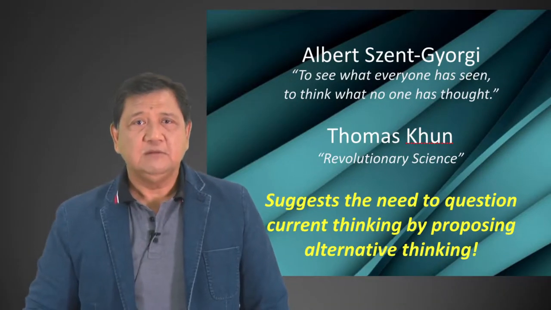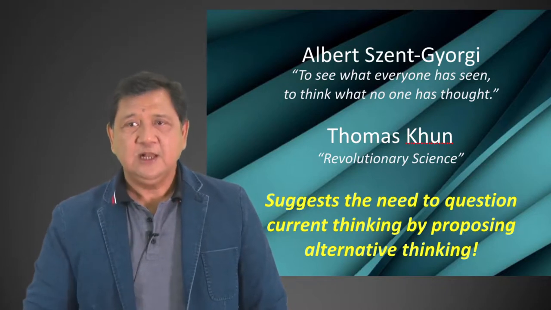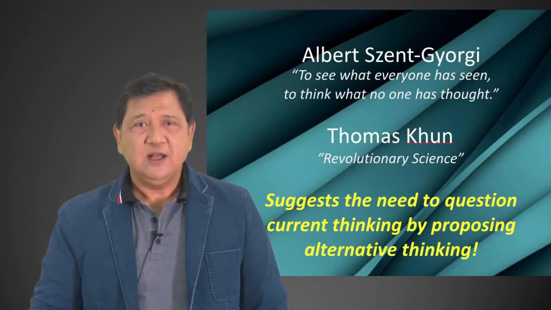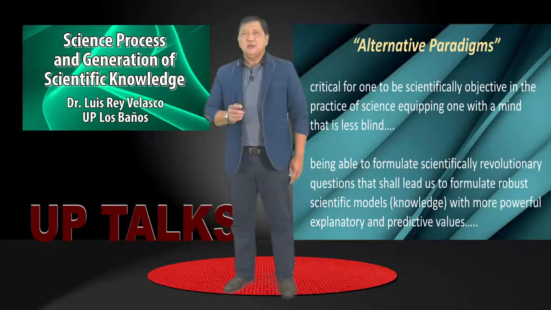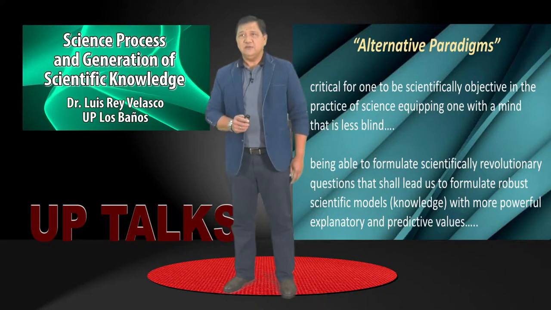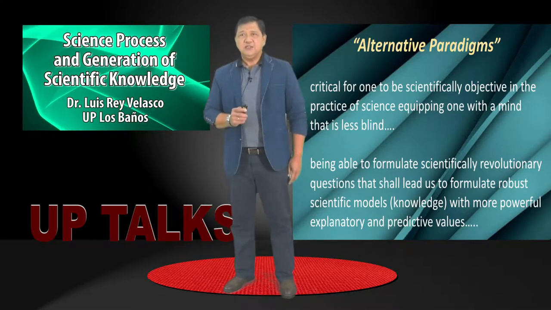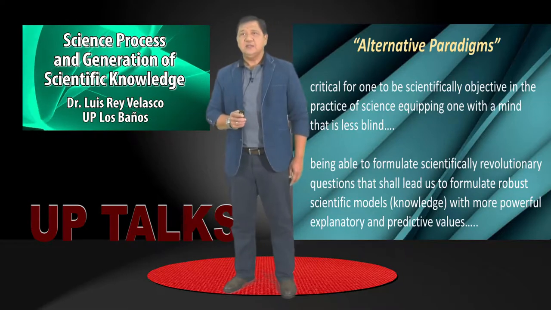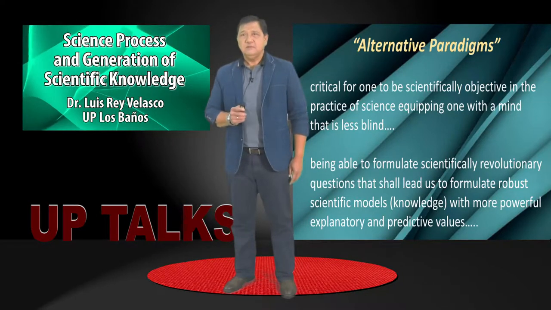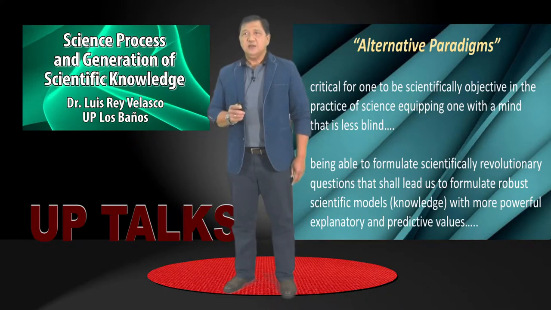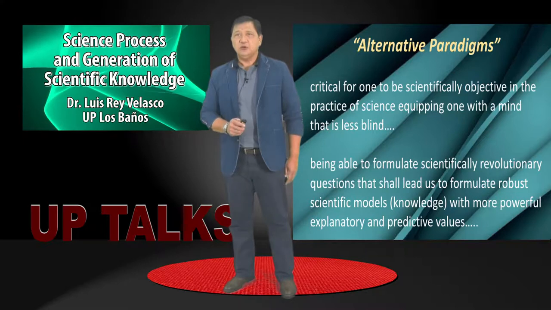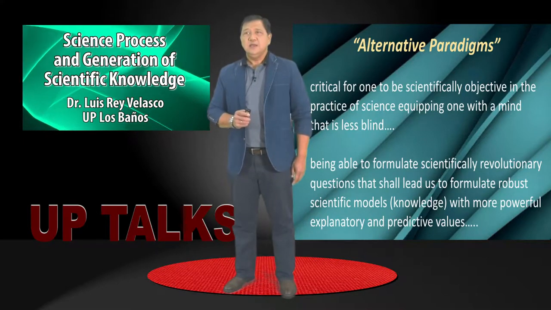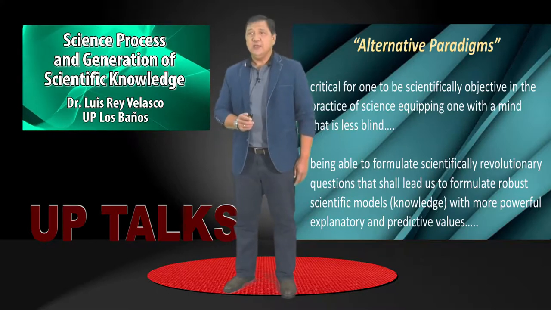And this lecture is about the very critical role of always having alternative paradigms in how we practice science. Critical, for one, to be scientifically objective, to my mind, in the practice of science is equipping one with a mindset that is less blind, being able to formulate scientifically revolutionary questions that shall lead us to formulate robust scientific models with more powerful explanatory and predictive values. The aim of this lecture is to provide some ways and insights in how one can be objective in the practice of science.